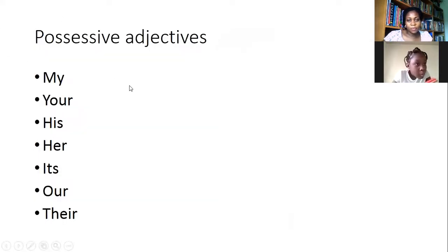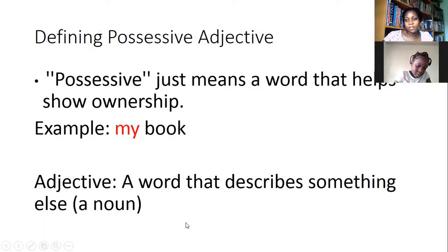So before we go further, let's look at the possessive adjectives we have. So Lali, read. These are the possessive adjectives we have in English. So go ahead and read. My, your, his, her, its, our, their. Very good. So my, your, his, her, its, their. Very good.